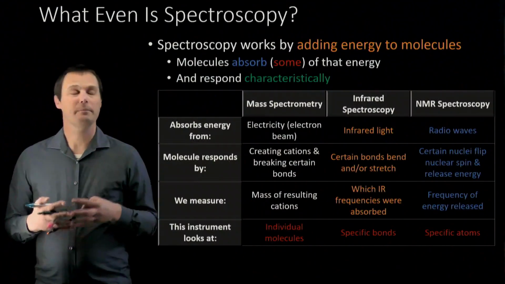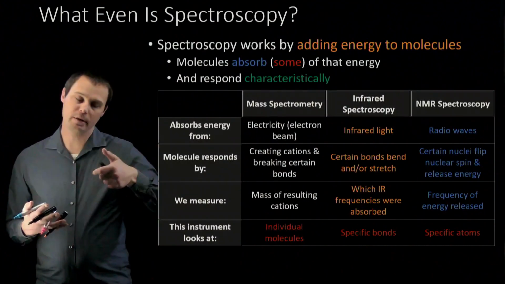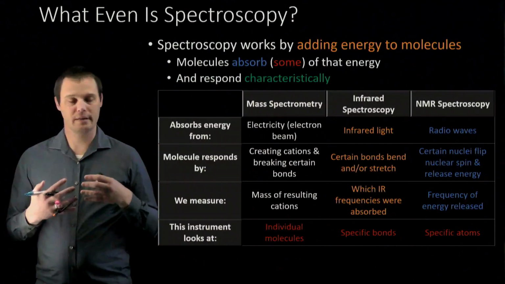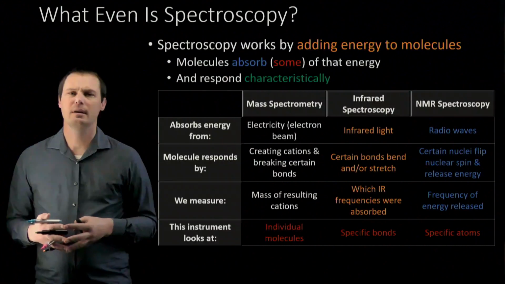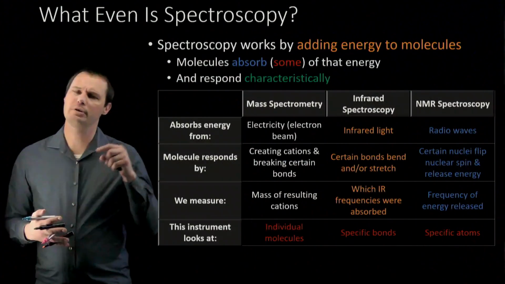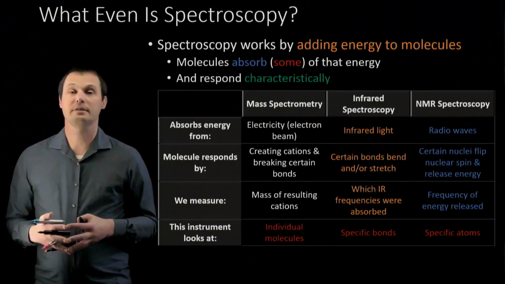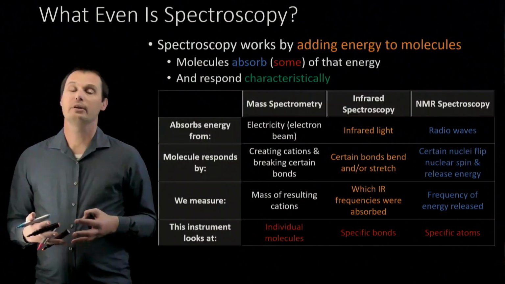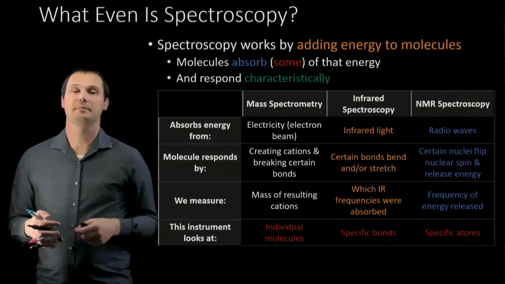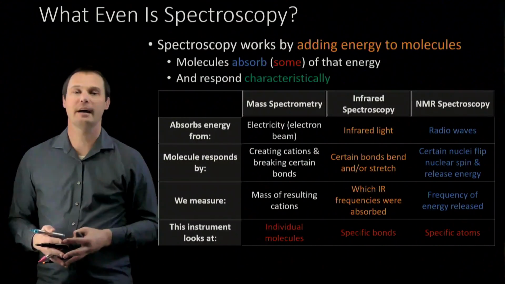And finally, for NMR, the molecule absorbs energy from radio waves. The molecule responds by flipping the nuclear spin of certain elements and then releasing radio waves in response. What does that mean, flipping the nuclear spin of certain elements? Don't worry about that right now. We'll talk more about that in the NMR videos. What do we measure? We measure which radio wave frequencies are released by the molecule, and we can use that to look at individual atoms. NMR looks at individual atoms. IR looks at functional groups, and mass spec looks at entire molecules.